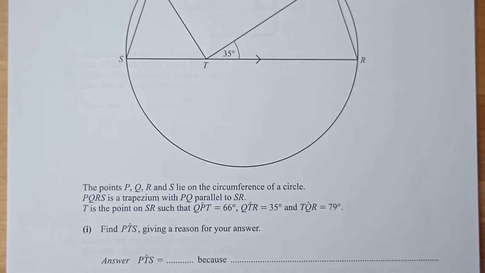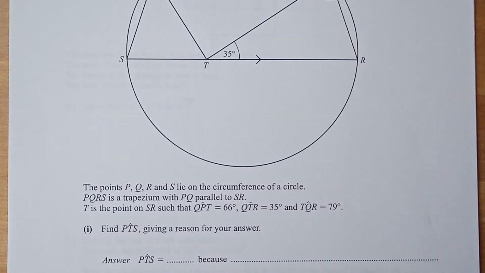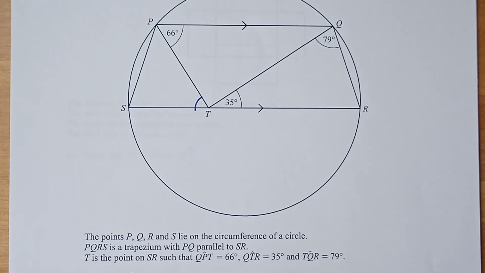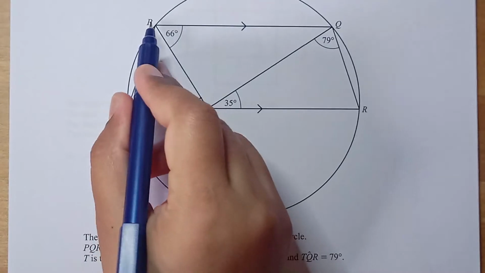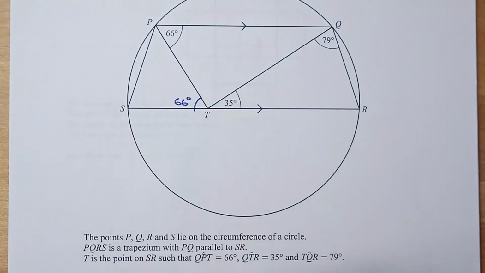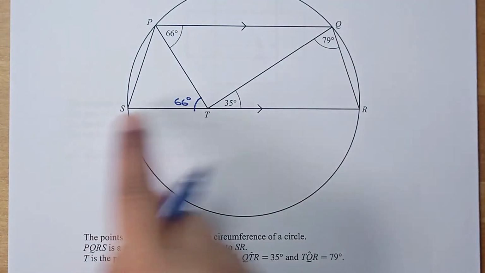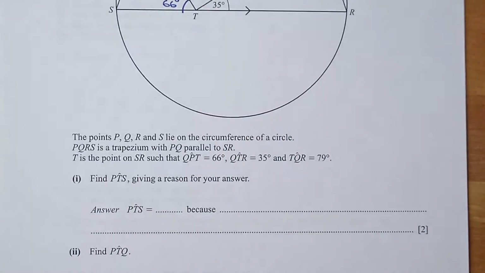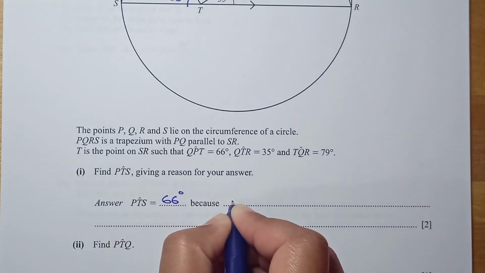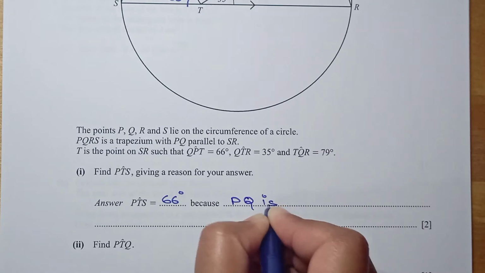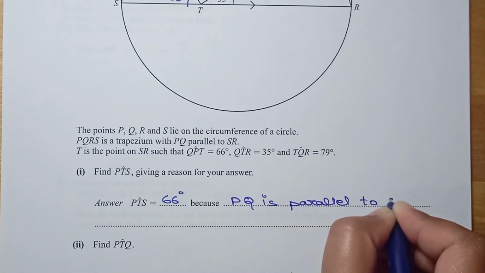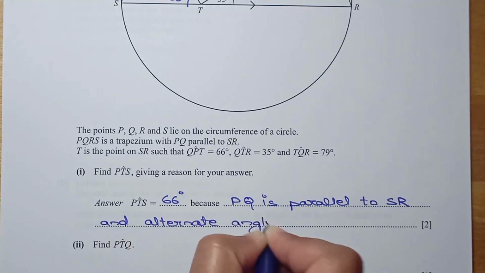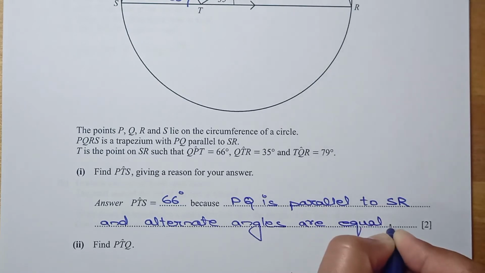Now for the first part, find PTS, giving a reason for your answer. PTS. So where is PTS? This angle we need to find. So what is that angle? PTS is 66 degrees. Why is this 66? Because as we know, the line PQ and the line SR, these two lines are parallel and their alternate angles must be equal. So angle P and angle T must be equal. So the reason we can give is: PQ is parallel to SR and alternate angles are equal. When two lines are parallel, their alternate angles are equal.